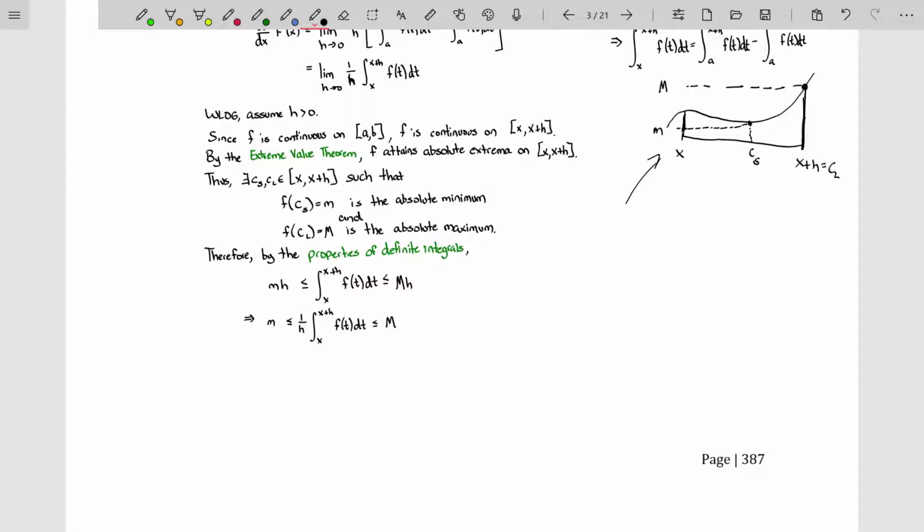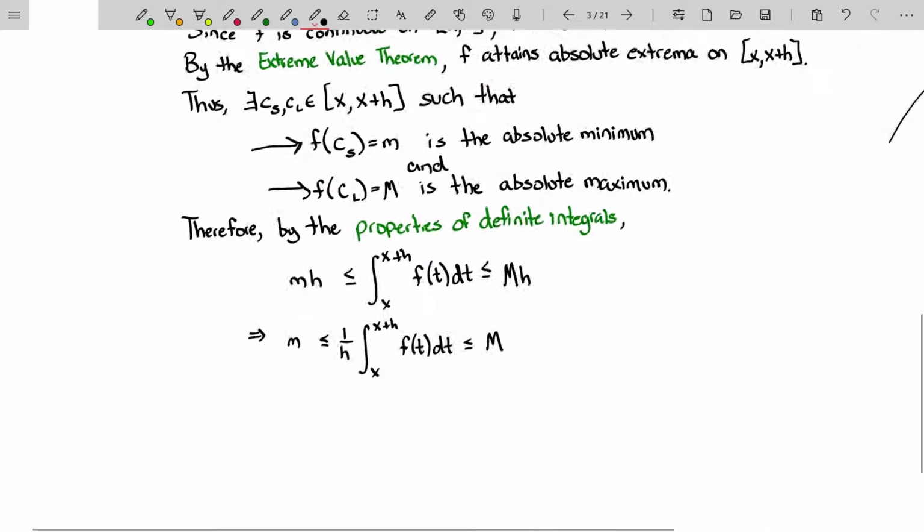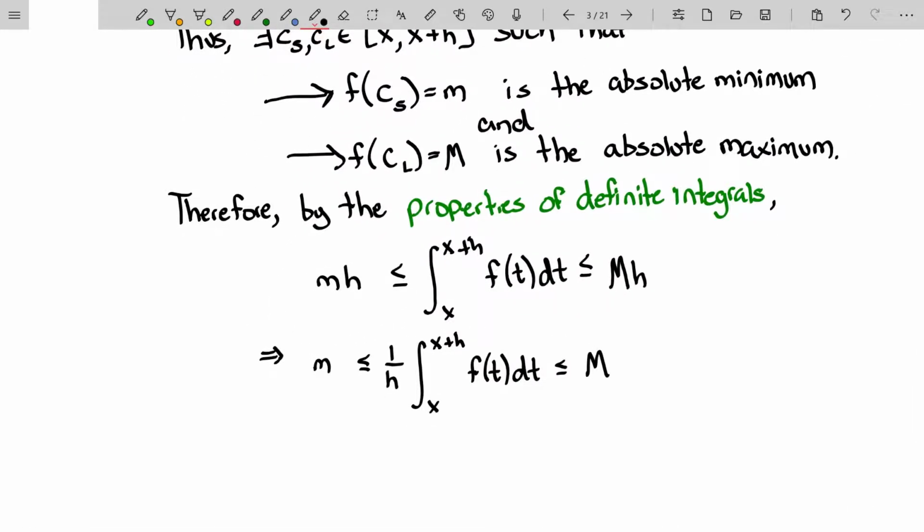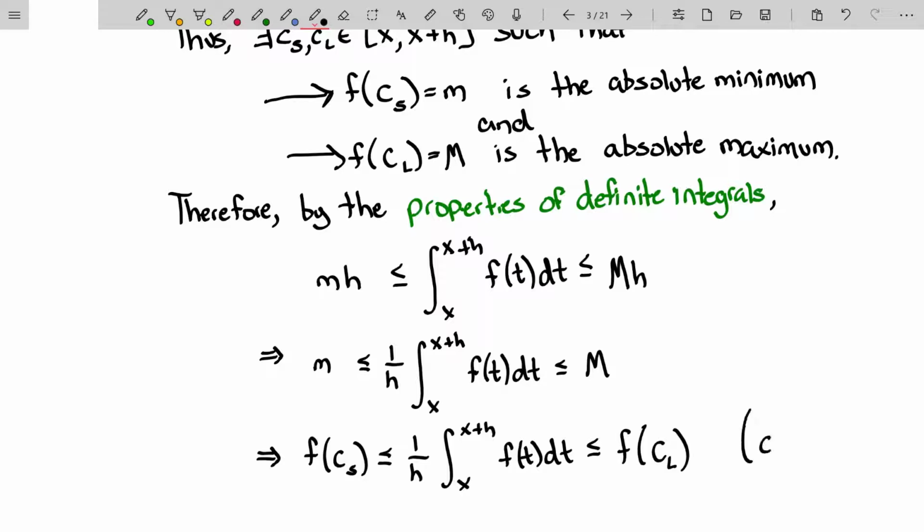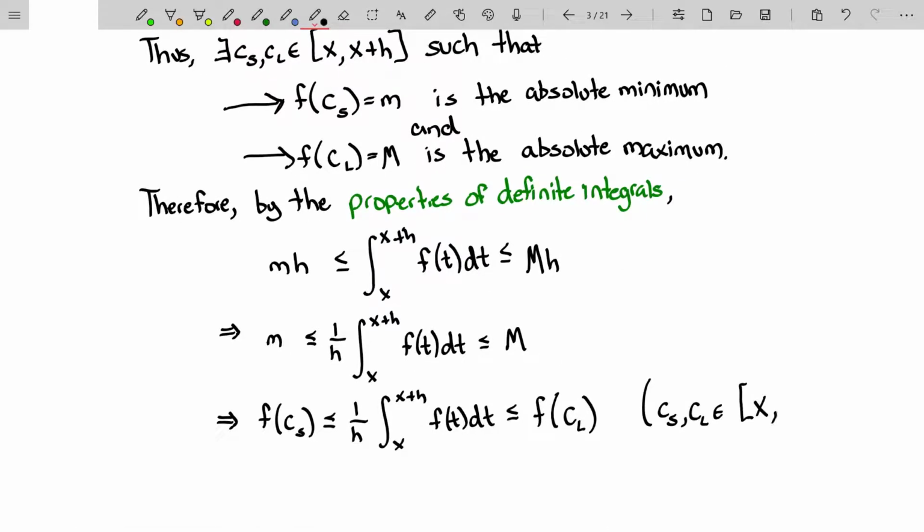For the last part of this, I just need to trade out that little m and that capital M for function notation. I'm going to quickly do that. I'll write down here that little m was f of c sub s, some x value, and that x value, by the way, is between x and x plus h. That's going to be critical in a moment. That's less than or equal to 1 over h integral from x to x plus h of f of t dt, which is less than or equal to capital M, which is f evaluated at c sub l. Again, c sub s and c sub l belong in the interval x to x plus h.